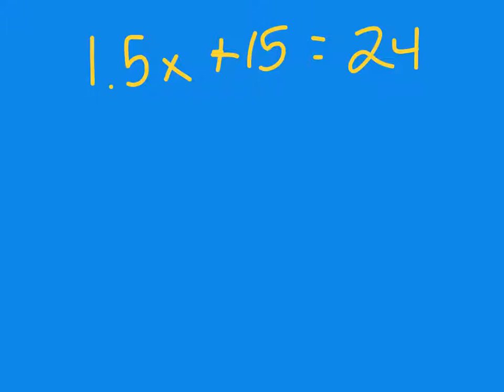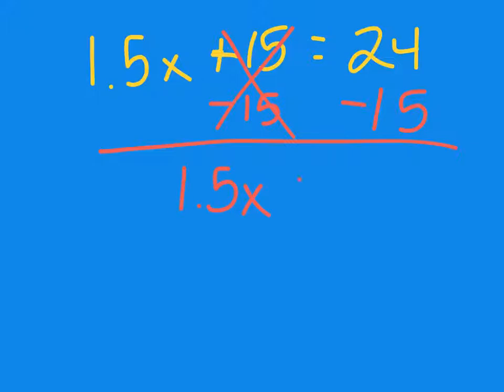So if you think back to last video, the first step that we have to do is undo that addition. To undo that plus 15, you'll remember that we have to do the inverse operation, or minus 15. And whatever you do to one side, you always have to do to the other side. So you're going to subtract 15 from both sides. That cancels out the 15 on this side, and it leaves me with 1.5x equals 24 minus 15. Well, 24 minus 15 is 9.